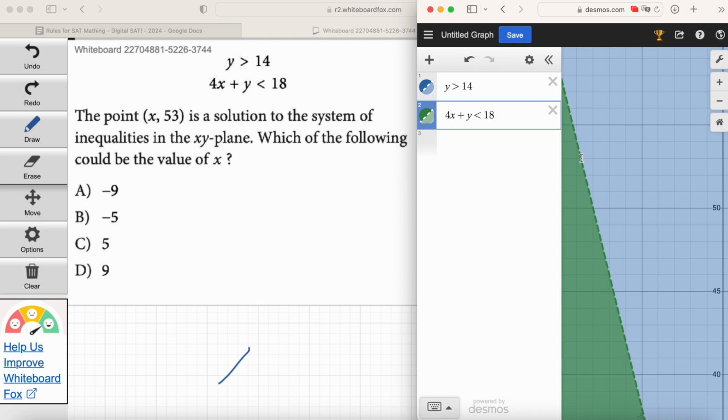-5. No. -5 is not less than -8.75. -5 is greater. Oh, yeah, -9. -9. Does that make sense? Yes. Yeah, that's a little tricky.